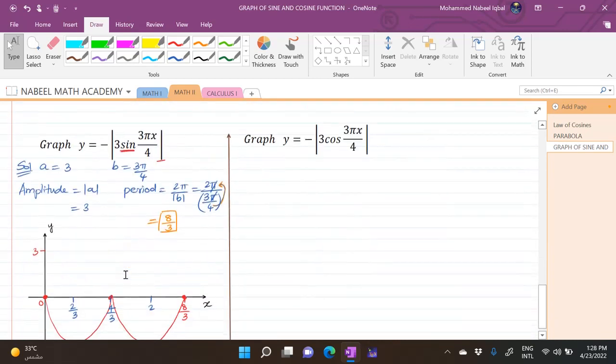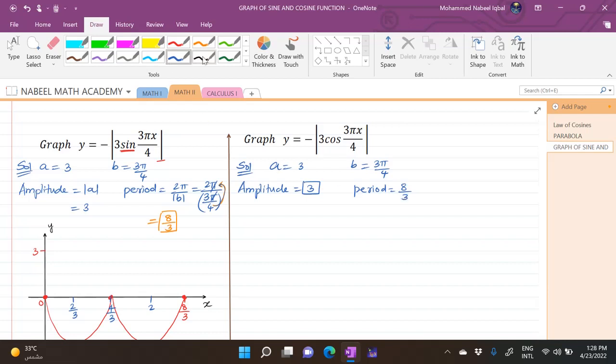So let us go with this one, the cosine function. A is 3, B is 3 pi over 4. This is the same amplitude and period you will get; only the graph will be changed. The starting point is different. You will find the amplitude is 3, and by using the formula you will find the period is 8 over 3. Now I draw the graph.